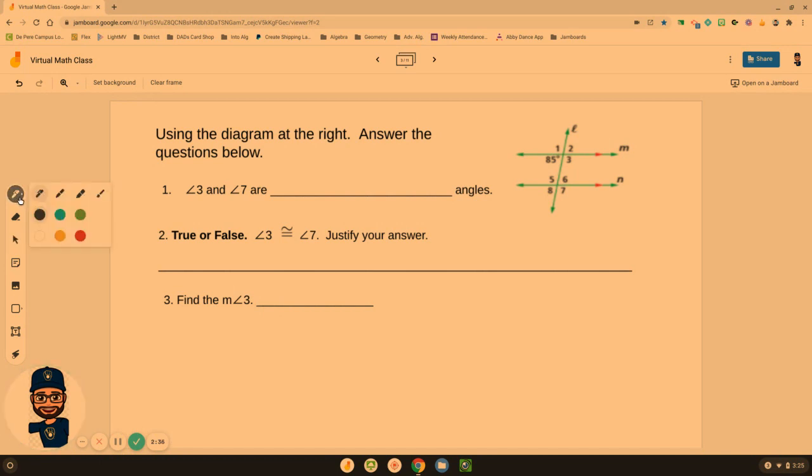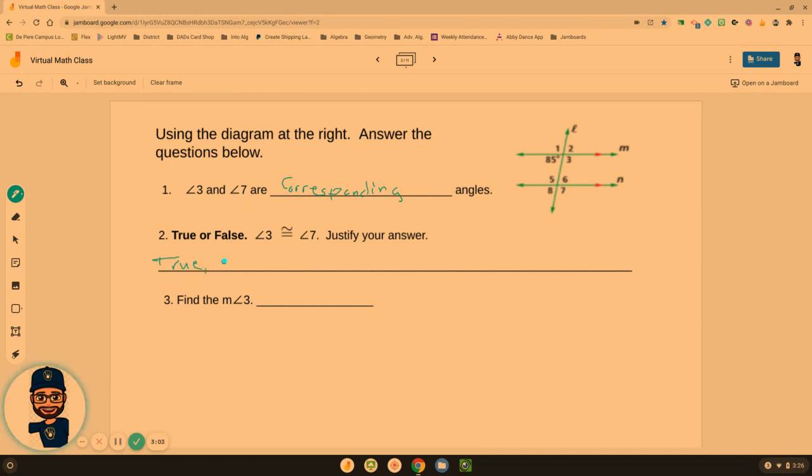So hopefully you were able to answer number 1. Angle 3 and angle 7 are what we call corresponding. They're in the same location, so they are called corresponding angles. Both in this case in the bottom right. Are angle 3 and angle 7 congruent? In this case, this is true. How do we know that?